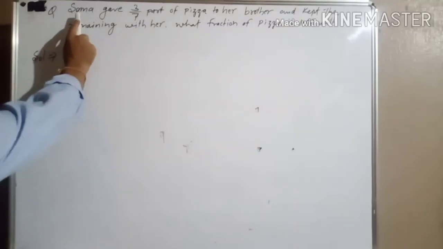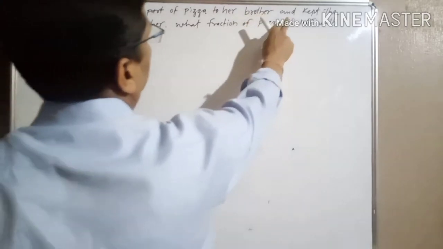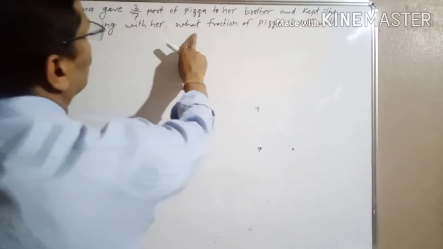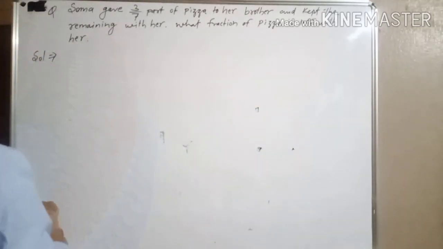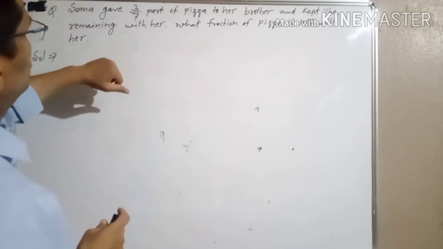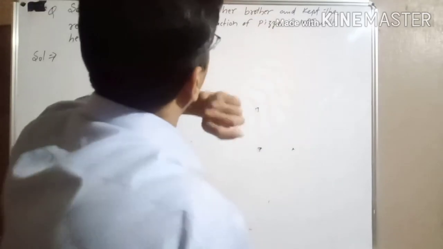In this question, Soma gave 3 upon 7 part of pizza to her brother and kept the remaining with her. What fraction of pizza is left with her? In this question, we have to find how much pizza is left with Soma and how much part she has given, 3 upon 7 part, to her brother.